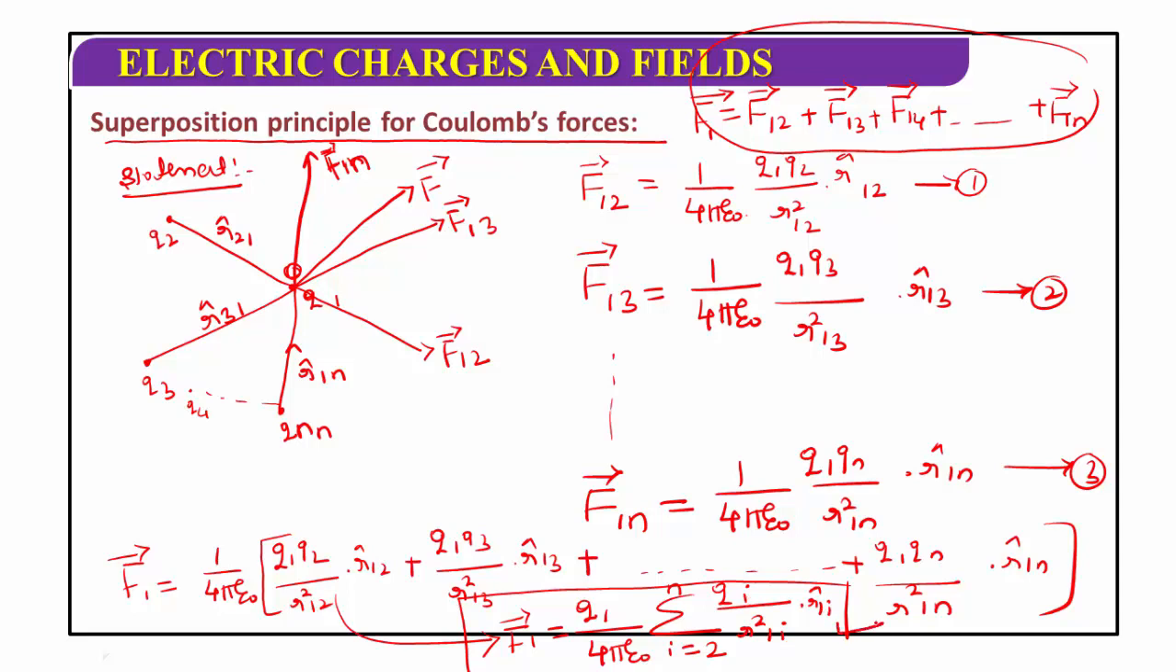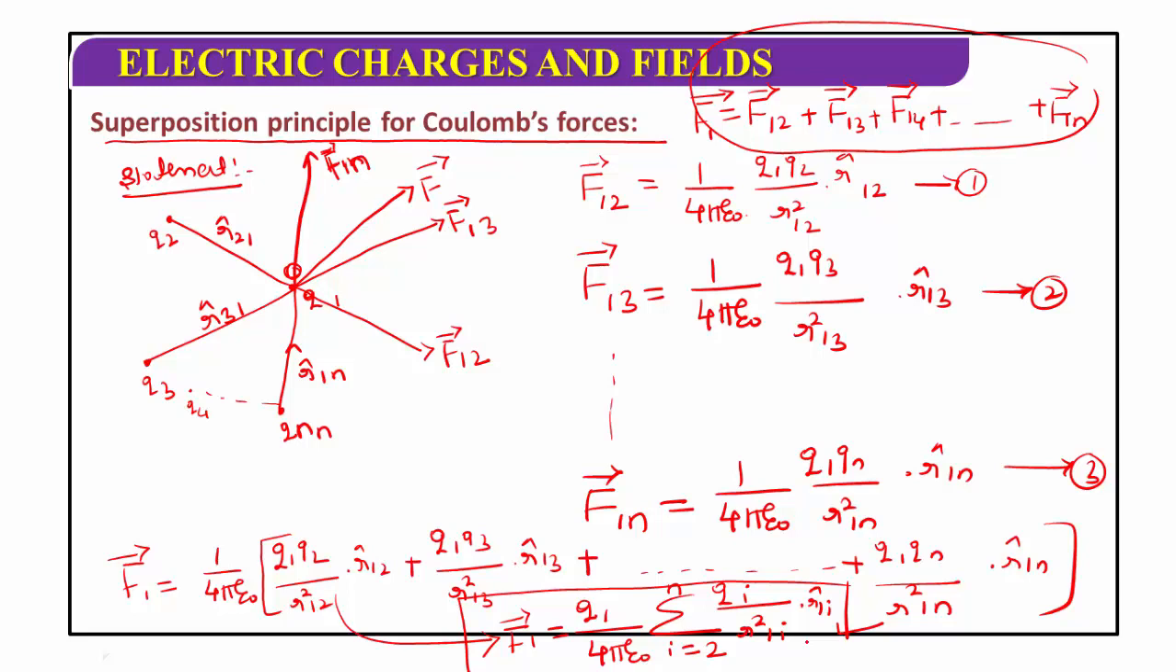It is the general form, which is the expression for the superposition principle for Coulomb forces, or this is the force between the multiple charges. It gives the expression for the resultant force between the multiple charges.